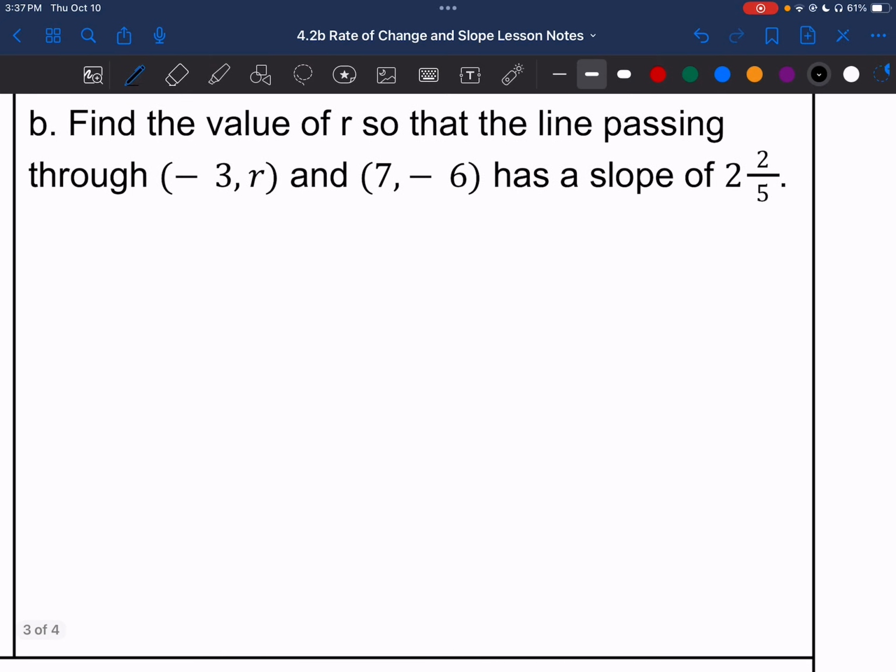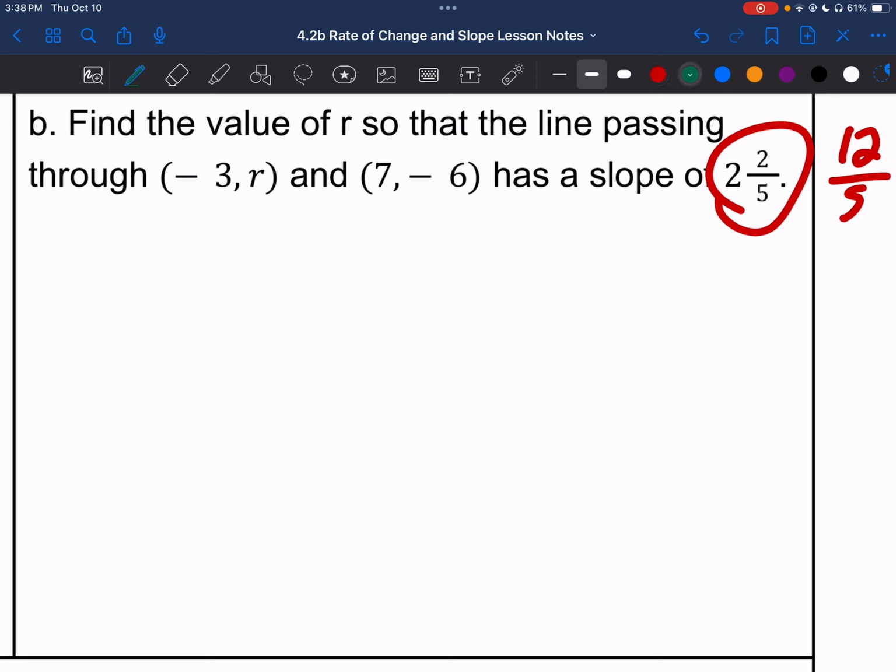Now, letter B, we want to find the value of r so that the line passing through (-3r, 7) and (-6) has a slope of 2 2/5. Well, let's just take that immediately. And 2 2/5, let's make that an improper fraction. It's going to be 12/5.